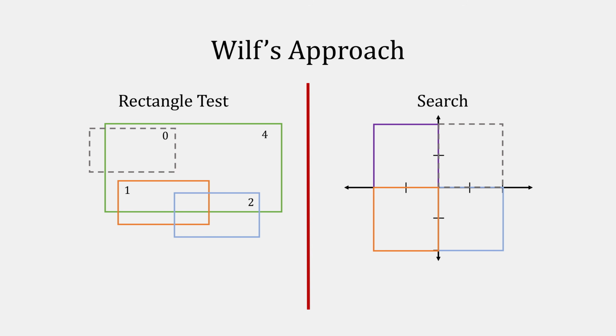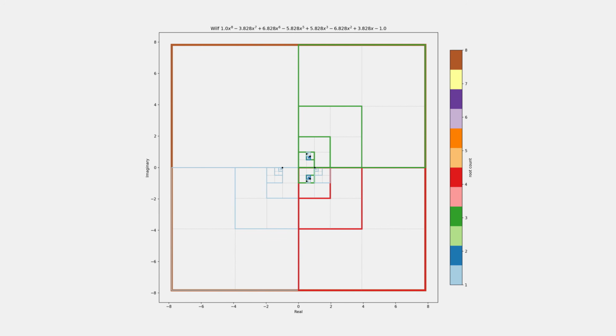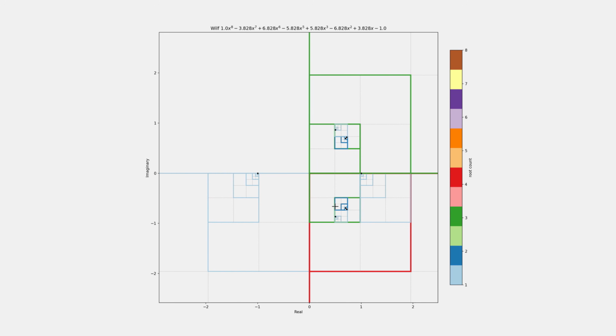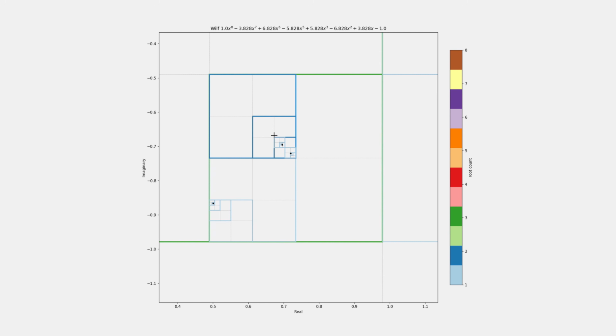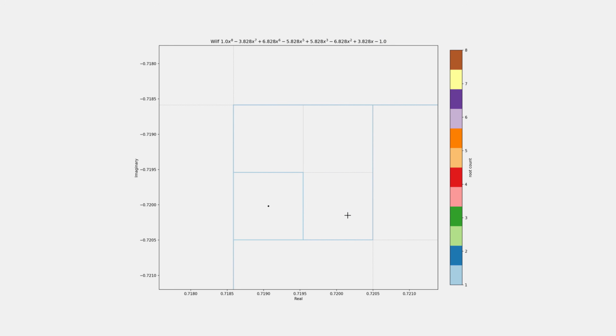Instead, Wilf uses rectangles to avoid a lot of overlapping tests. Let's assume the rectangle test works and start with the search. Here you can see our method determining if a root is inside of a square. It even accounts for multiplicity, telling you exactly how many roots are inside that square. It stops once the squares have gotten small enough.